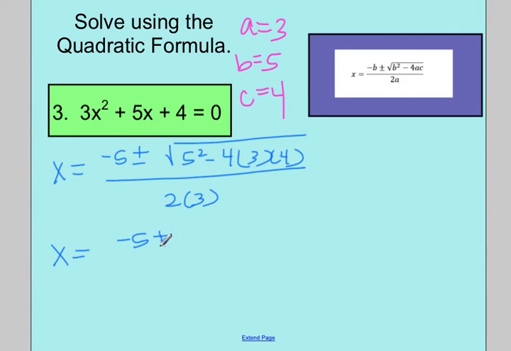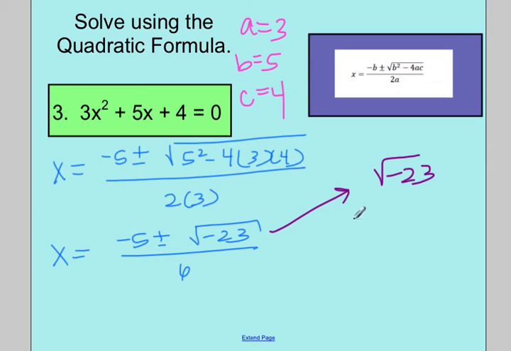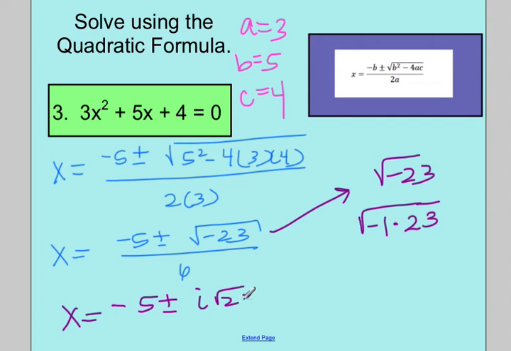I'm going to save some time. You can type it in if you want, but underneath my radical, if you type that in, you get the square root of negative 23, all over 6. Simplify my radical. Square root of negative 23. I know it's negative, so I'm going to write it as negative 1 times 23. 23 is a prime, so I can't break it down any further. So my final answer will be x is equal to negative 5 plus or minus i square root of 23 over 6. And there's no more simplifying that can be done for that one.